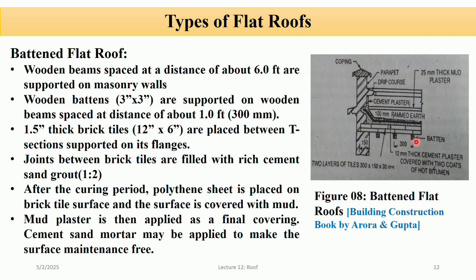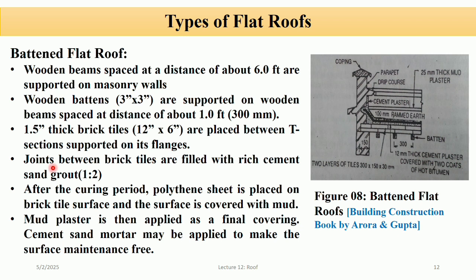Wooden battens of size 3 cross 3 inches are placed at 1 foot or 300 mm spacing. You can see in the figure this is the wooden batten, which is placed center to center at 300 mm. After that, 1.5 inch thick brick tiles of size 12 cross 6 are placed between the battens. The batten holds and supports the tiles, similar to the flanges in the T iron roof.